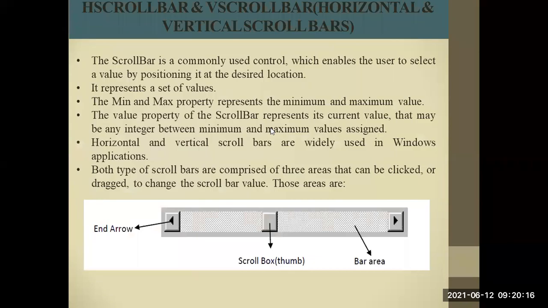Okay, so let me finish. The next important control is your horizontal bar and vertical bar. While designing any application, we need some scroll bars. There are two types of scroll bars; basically, we can embed them in the form, or we can implement them in a form.